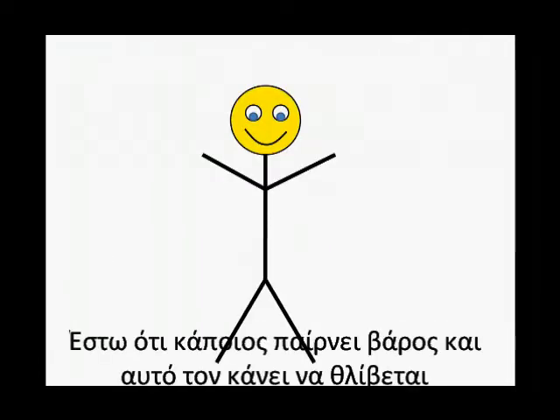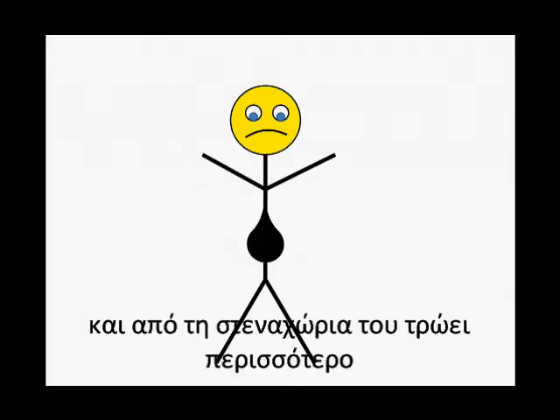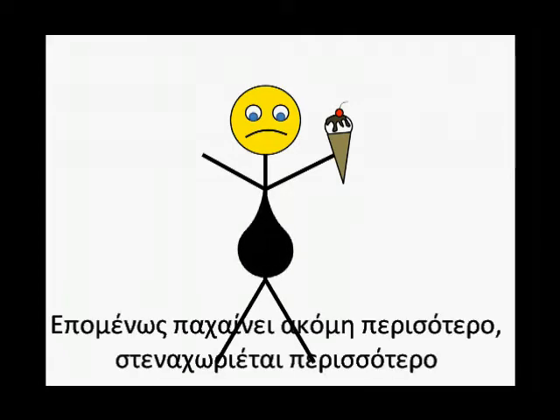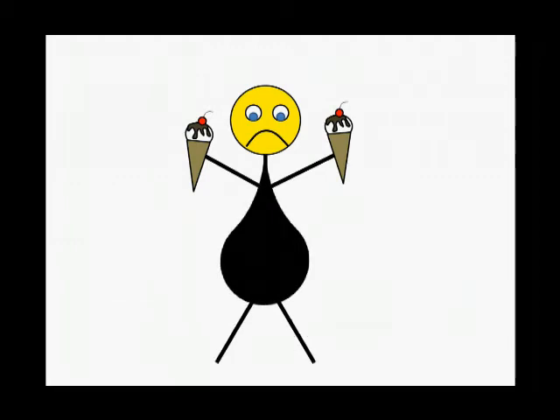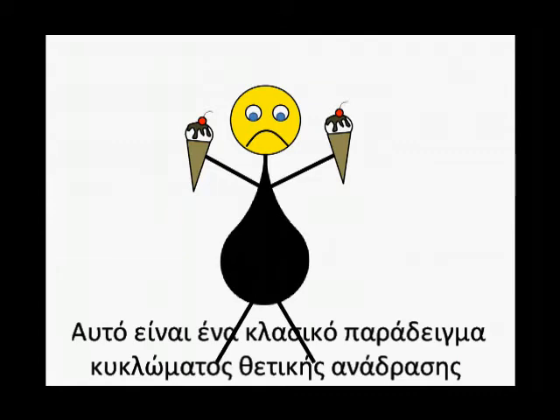A man begins to gain weight. His weight gain makes him depressed, and out of depression, he begins to eat more food. Subsequently, he gains more weight, gets still more depressed, eats still more food, and gains even more weight. You get the idea. This is a classic example of a positive feedback loop.